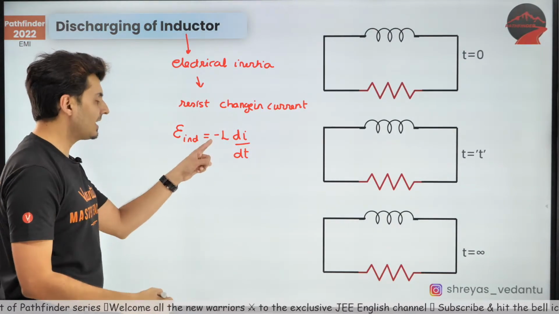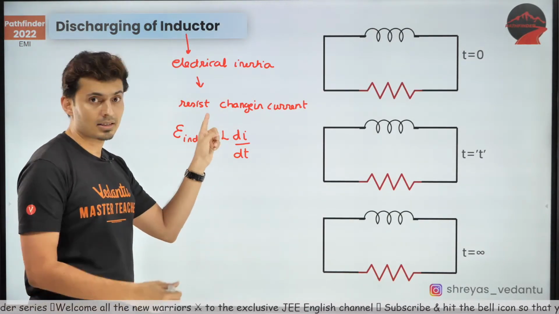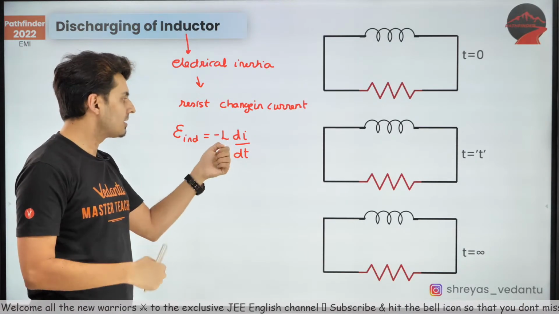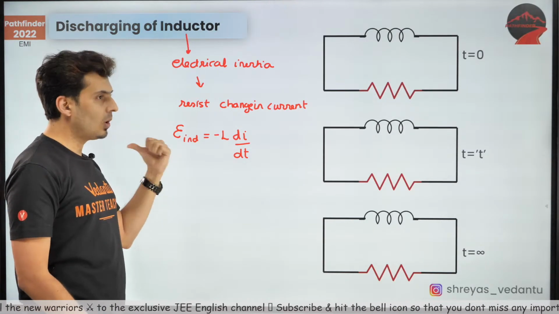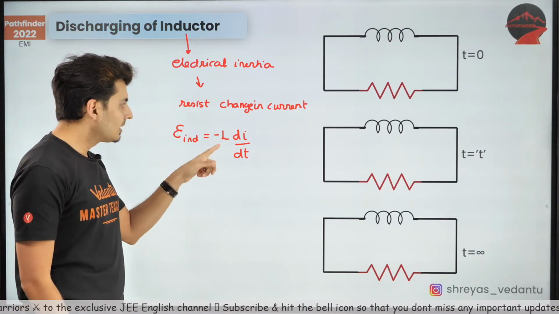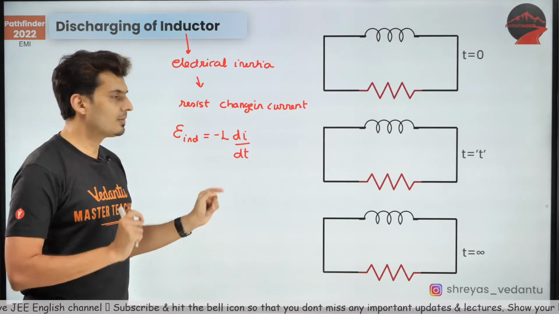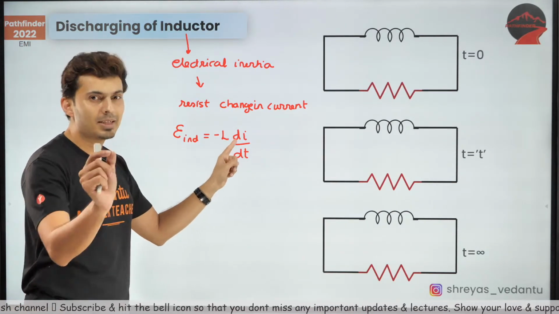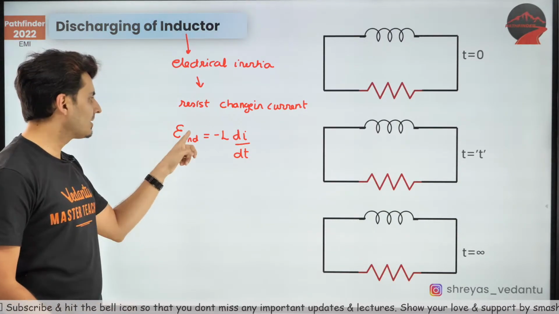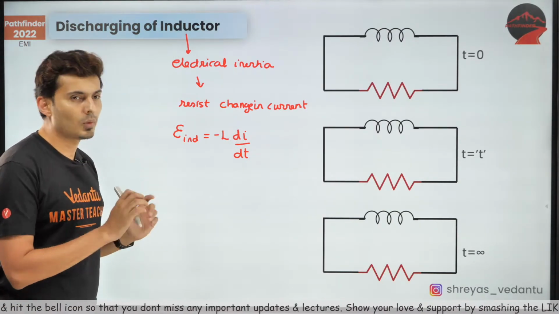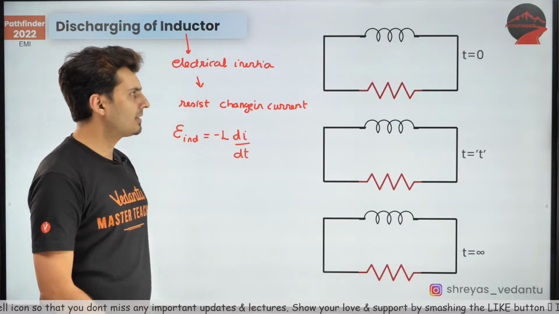That minus sign stands for the resistance, like it opposes any kind of change. If the current increases, the EMF will oppose it. If the current decreases, then minus and minus will become plus, and the EMF will help it. And if the current does not change, that means di by dt is 0, then you will see the EMF is also 0. Now just imagine this.